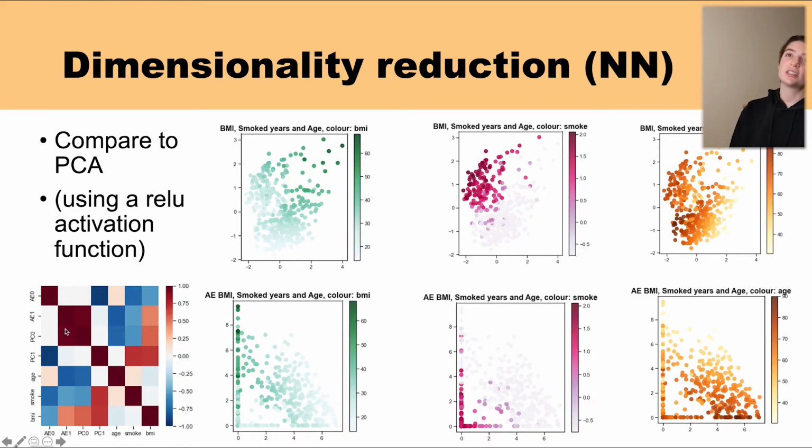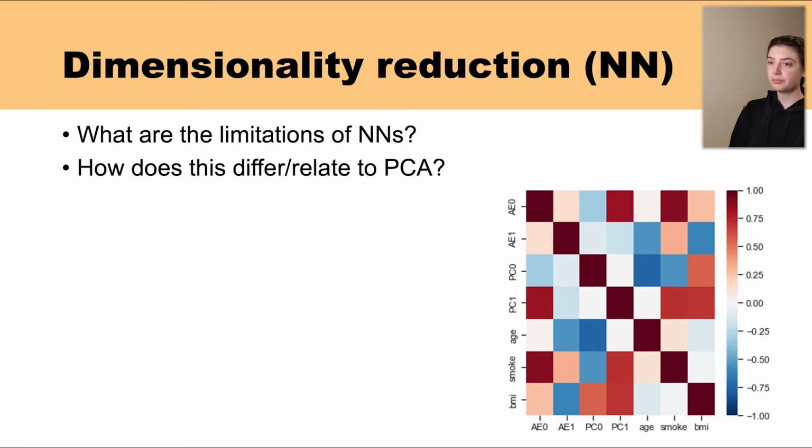What we can see as well in the autoencoder and principal component correlation is that autoencoder component 1 correlates very strongly with PC0, and autoencoder component 0 anti-correlates strongly with PC1. So you are capturing the same or similar information.